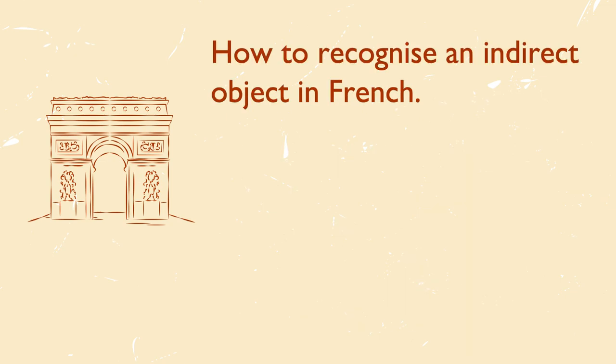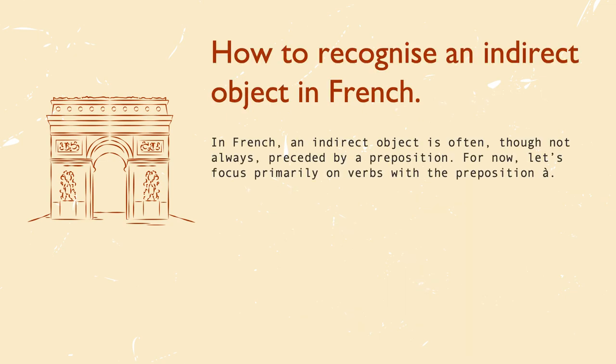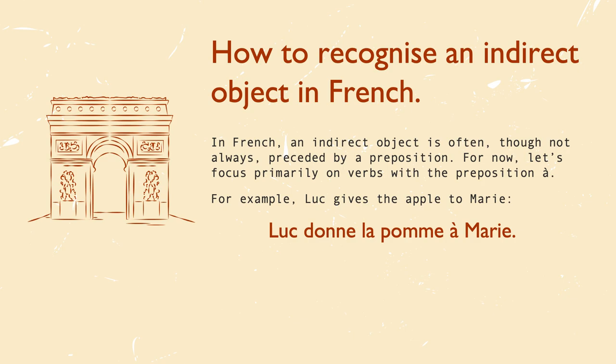How to recognize an indirect object in French. In French, an indirect object is often, though not always, preceded by a preposition. For now, let's focus primarily on verbs with the preposition à. For example, Luc gives the apple to Marie. Luc donne la pomme à Marie. À is our preposition. Marie is our indirect object.